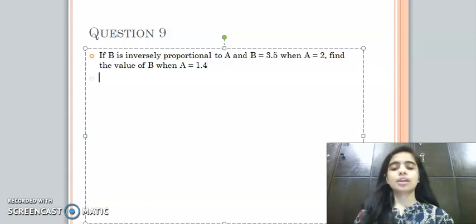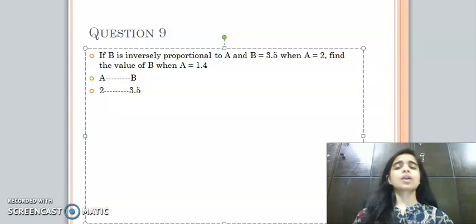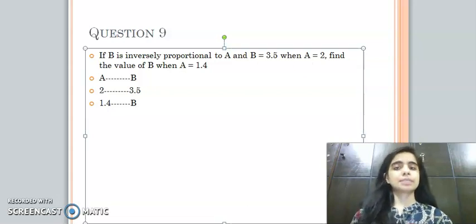So B is inversely proportional to A. When B is equal to 3.5, A is 2. So A is 2 and B is 3.5. Find the value of B when A is equal to 1.4. So we will put 1.4 here and B. Let's leave B as B. Now again we will straight multiply.